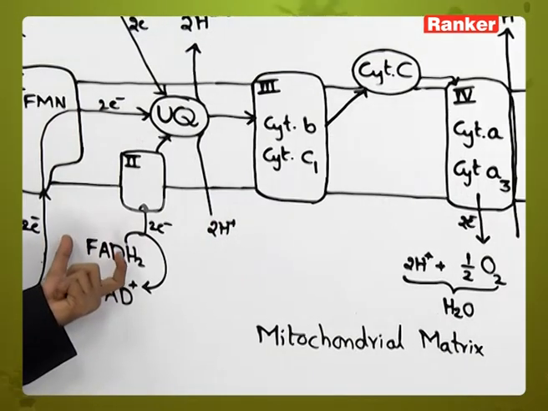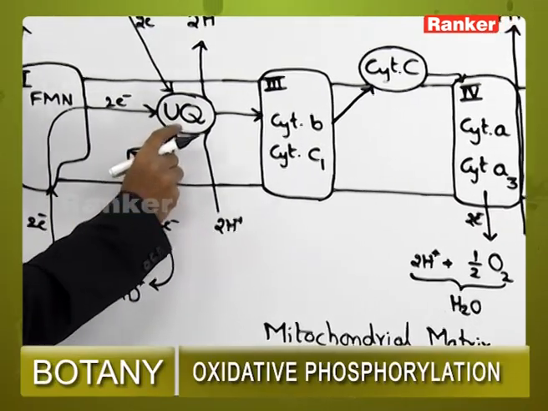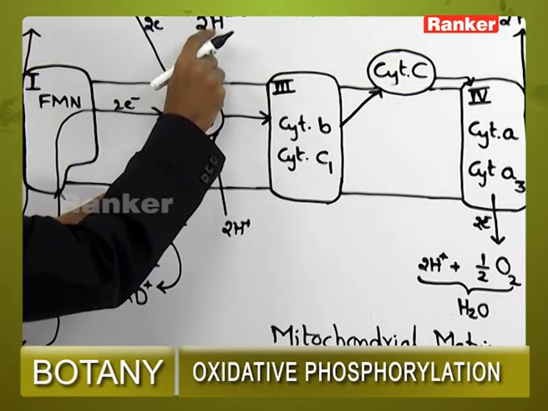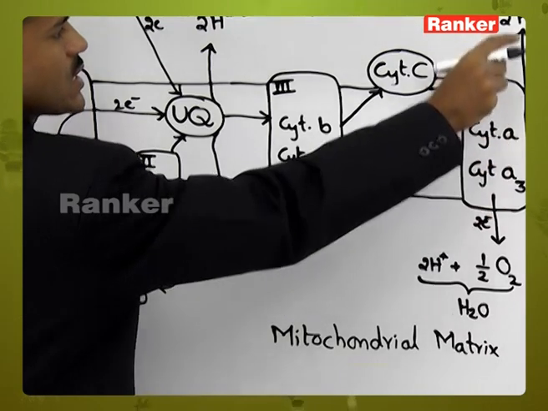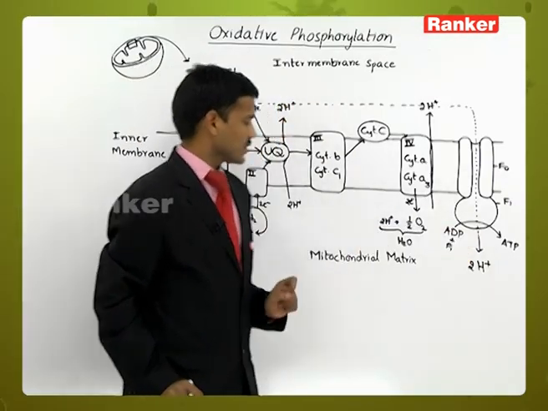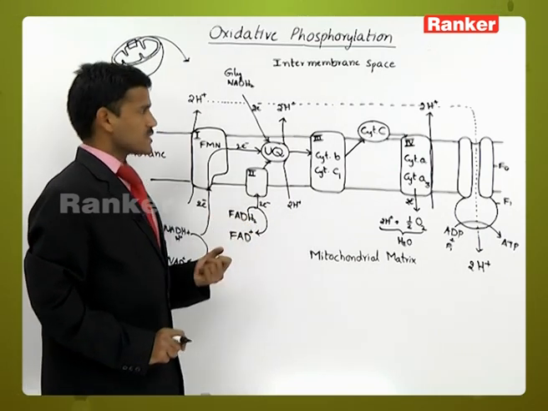When FADH2 is oxidized, the electrons move like this, and here 2 protons are translocated, and here also 2 protons are translocated. So 4 protons are equal to 2 ATPs. That's why FADH2 is equal to 2 ATPs.